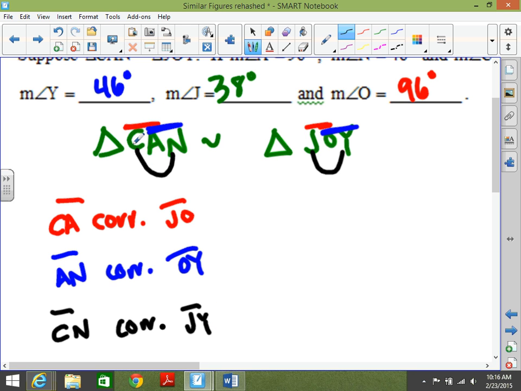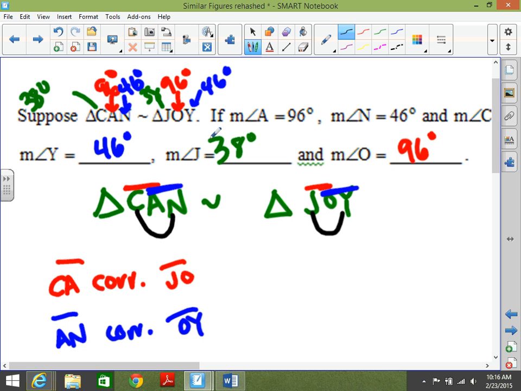And you just did the angles. You did them up here. C goes with J, A goes with O, N goes with Y. You already did that. Okay? So sometimes you don't have a drawing. You can get it just from the way the letters are arranged.